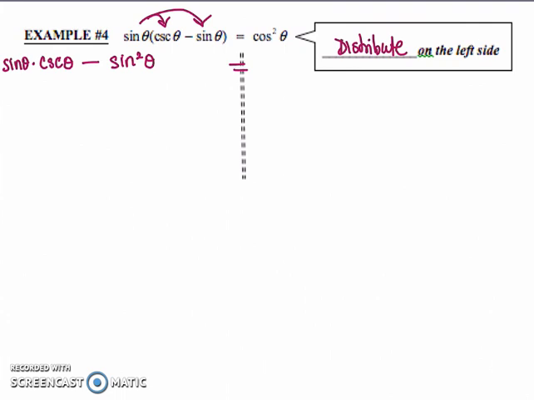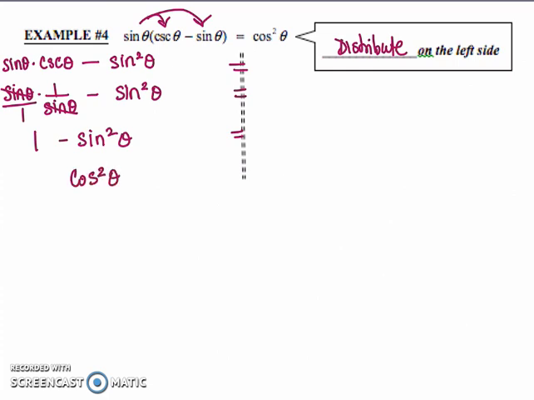is sine squared theta. All right, now the next thing is cosecant theta is the reciprocal of sine. So this expression is really sine theta times 1 over sine theta minus sine squared theta. So sine theta on the top, sine theta on the bottom cancels out. So then I just have 1 minus sine squared theta. Now hopefully you're thinking, ooh, that looks like a Pythagorean identity. If sine squared theta plus cosine squared theta equals 1, and I subtract that sine squared theta over to the other side, then 1 minus sine squared theta is equal to cosine squared theta, which was what I was trying to get to. So example number 4, verified.